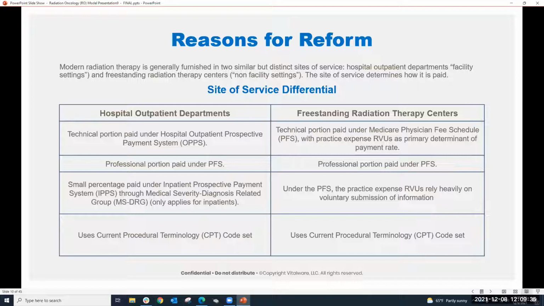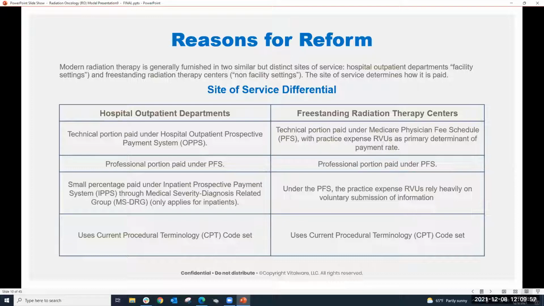For radiation therapy, the APCs are organized into two series. You have levels 1 through 3 for your treatment preparation and levels 1 through 7 for your treatment delivery. And then these series go from a lower cost to a higher cost while still maintaining the clinical coherence for the services assigned within that APC.